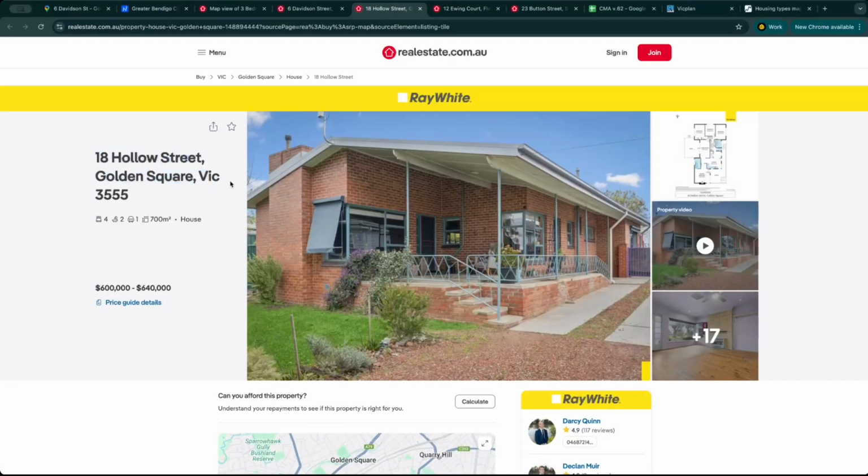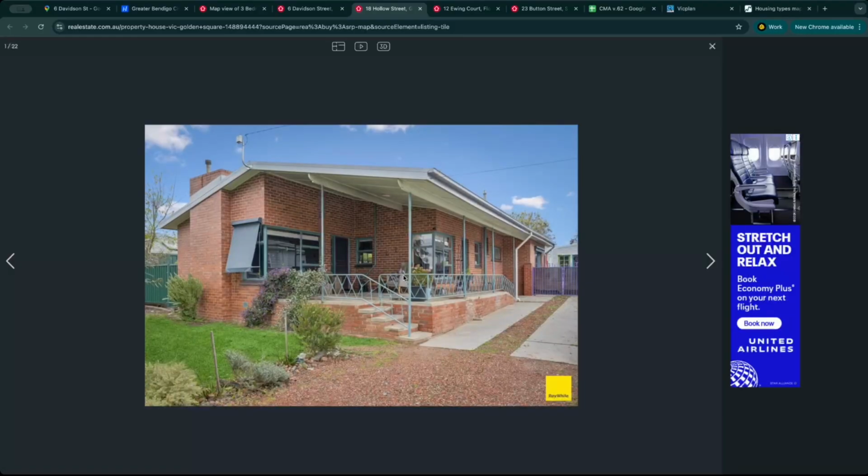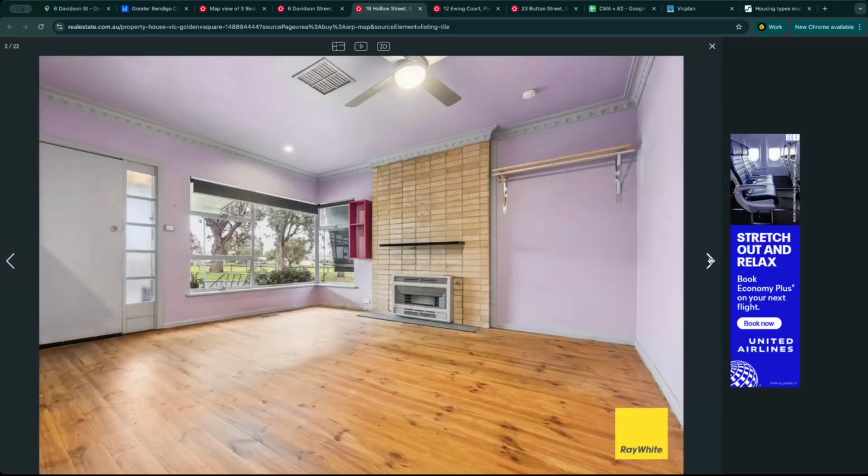18 Hollow Street in Golden Square, 4 bed, 2 bath, 700 square meters. Now this is above my price range, but it does look like a very solid property. So this is a single story brick construction. It's definitely on some sort of stumps in terms of the foundations, as you can see by the vents over here. But it does look quite solid.